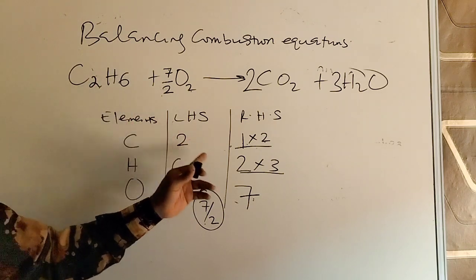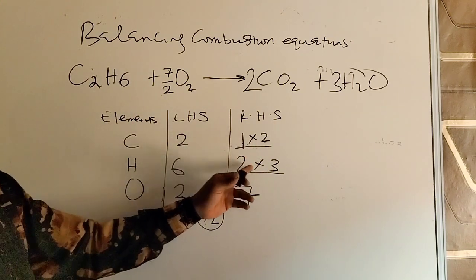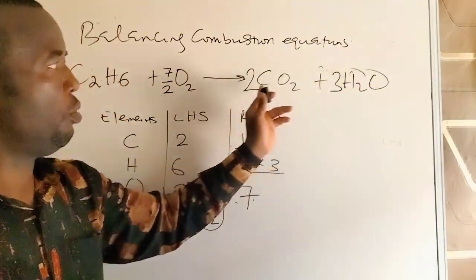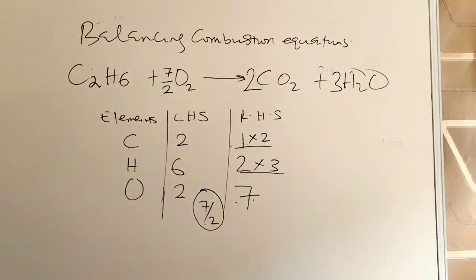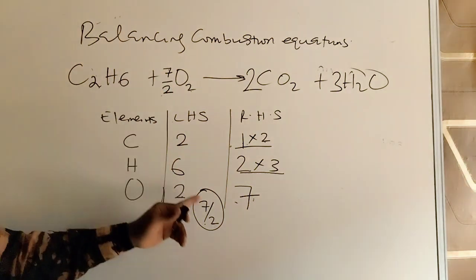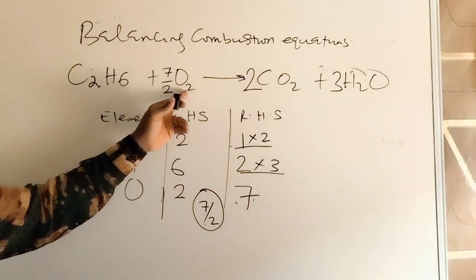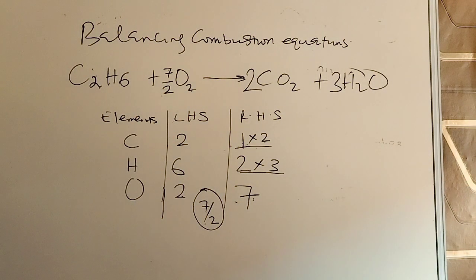Carbon is 2 on both sides. Hydrogen is 6 on both sides. Oxygen, 7. When you count everything here, 3 times 1, 2 times 2, 4, plus 3, 7. And then 7 over 2, dividing the big number by the small, you get the fraction, multiply by 2 gives you 7. But since we want to balance with whole numbers, since atoms combine in simple whole number ratios, not in fractions, we convert that fraction to a whole number.